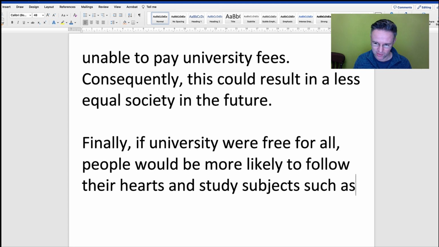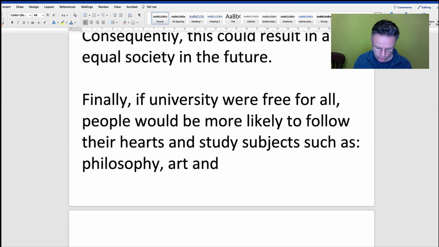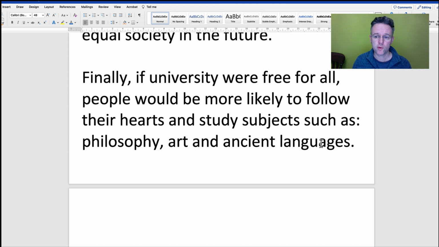such as, and when I use "such as," I use a colon to start a list, and I'm going to think of 3 subjects that are less likely to be studied because perhaps they don't have a well-paying career. So I'm going to say philosophy, art, and ancient languages. Finally, if university were free for all, people would be more likely to follow their hearts and study subjects such as philosophy, art, and ancient languages.